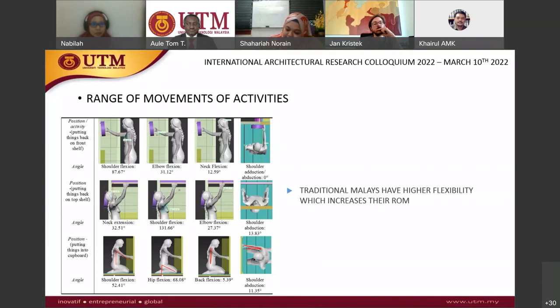From this, the findings concluded that the traditional Malays have higher flexibility, which increases their range of movements. So we can't actually use the definition or the four ranges stated previously, because studies already state that the traditional Malays are more flexible. So their beyond red zone might be more than what the Westerners can perform. These are a few more examples of the range of movements.